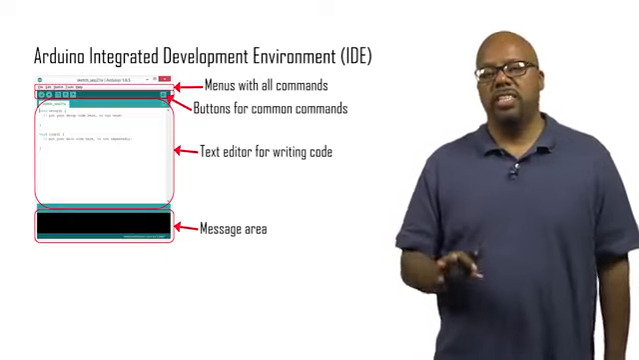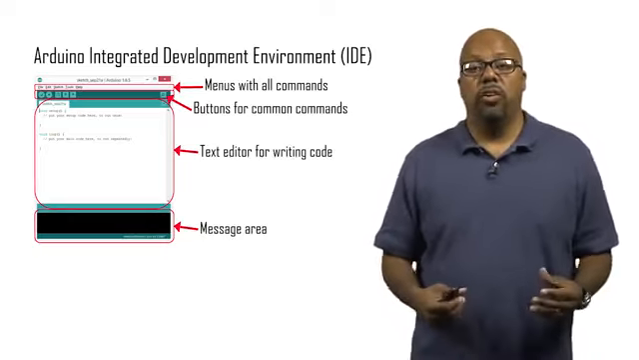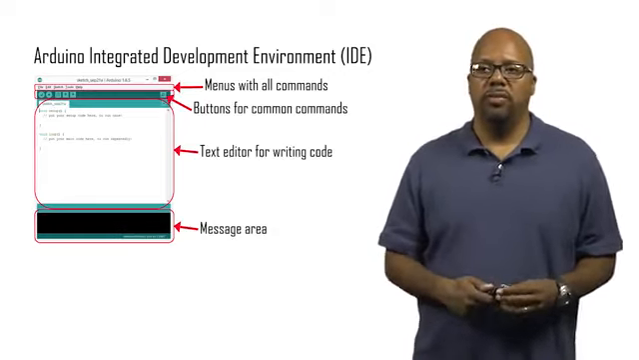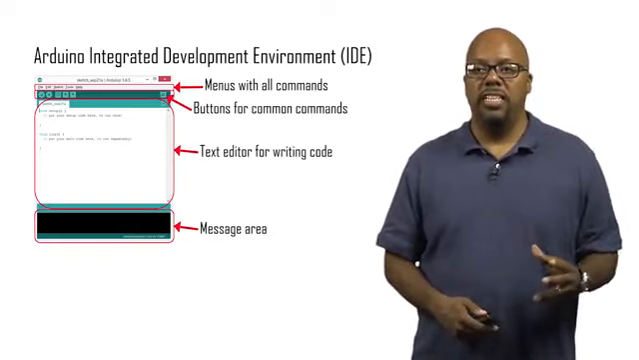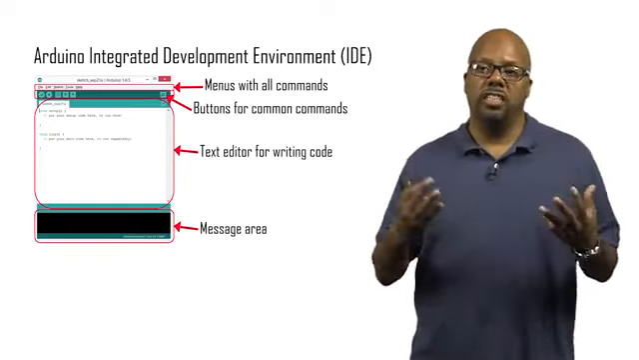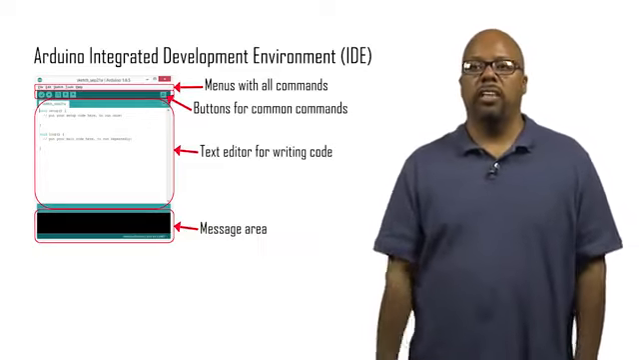And then at the bottom is a message area. That message area is usually for error messages. So when you're compiling and you get some kind of an error, it puts it in the message area. So this is the basic IDE, what it looks like. You're going to download this from arduino.cc and install it and run it. And when you double click and run it, you'll get a window that looks something like this.